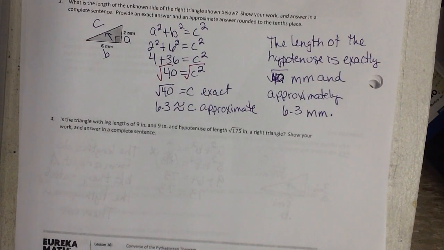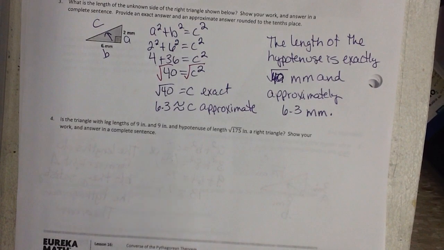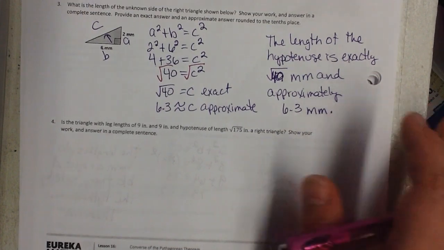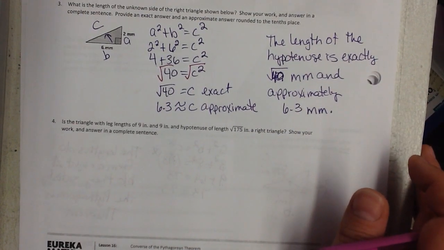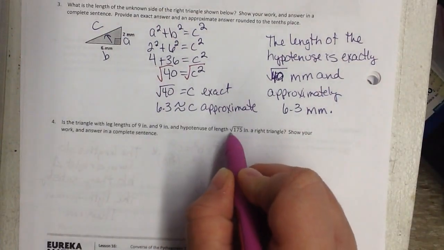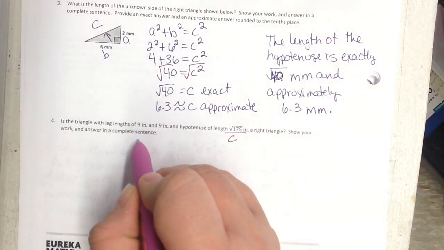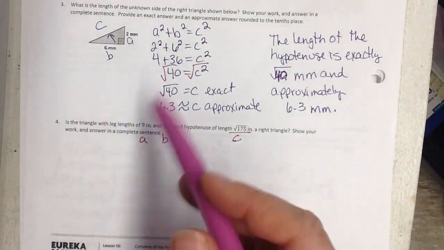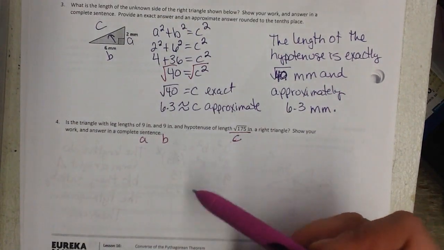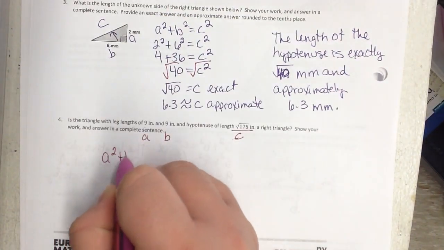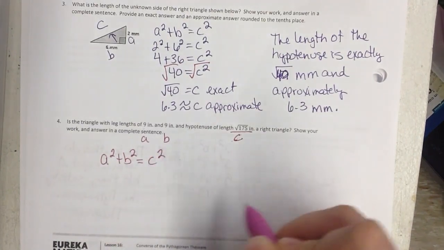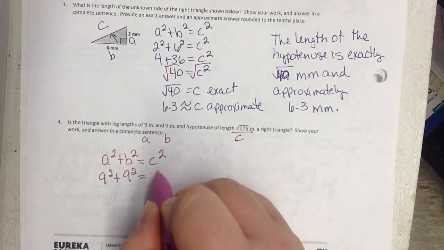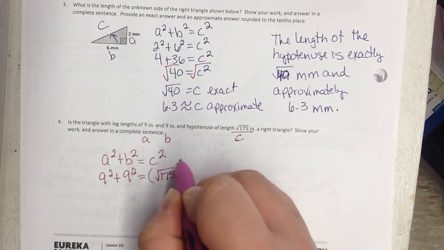So, number 4 is the triangle with the leg lengths of 9 inches and 9 inches and a hypotenuse of the square root of 17 inches, a right triangle. Show your work and answer in a complete sentence. Okay, so this is C. These are A and B. The hypotenuse is always C. The other two don't matter, but the hypotenuse is always C. So A squared plus B squared equals C squared. So 9 squared plus 9 squared equals the square root of 17 squared.